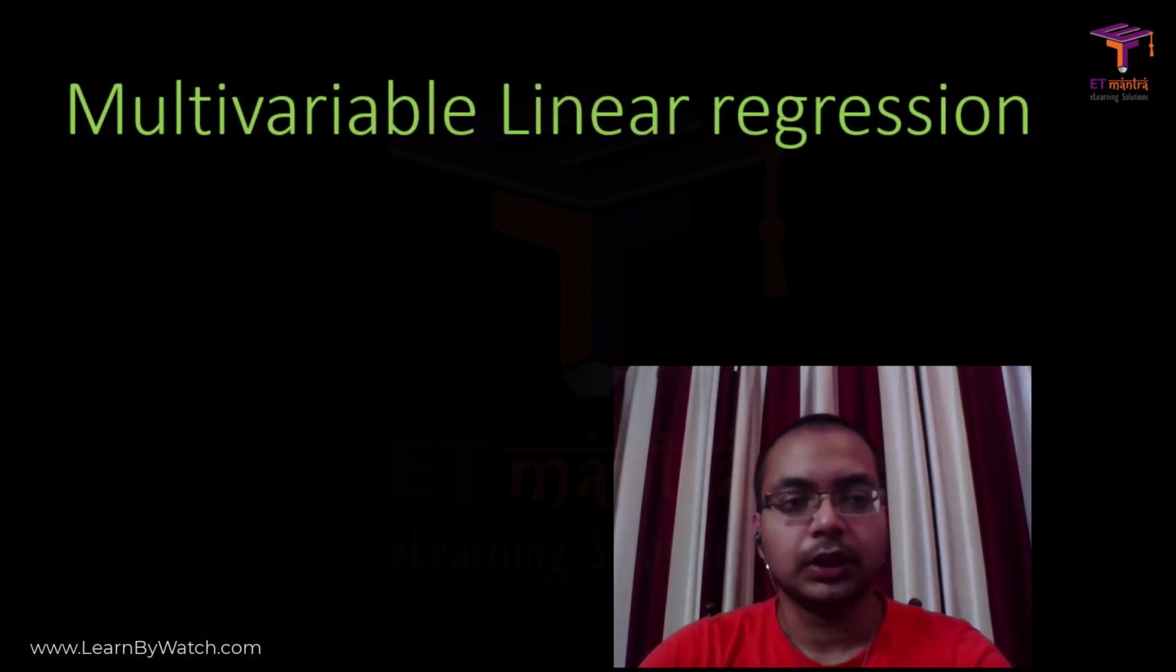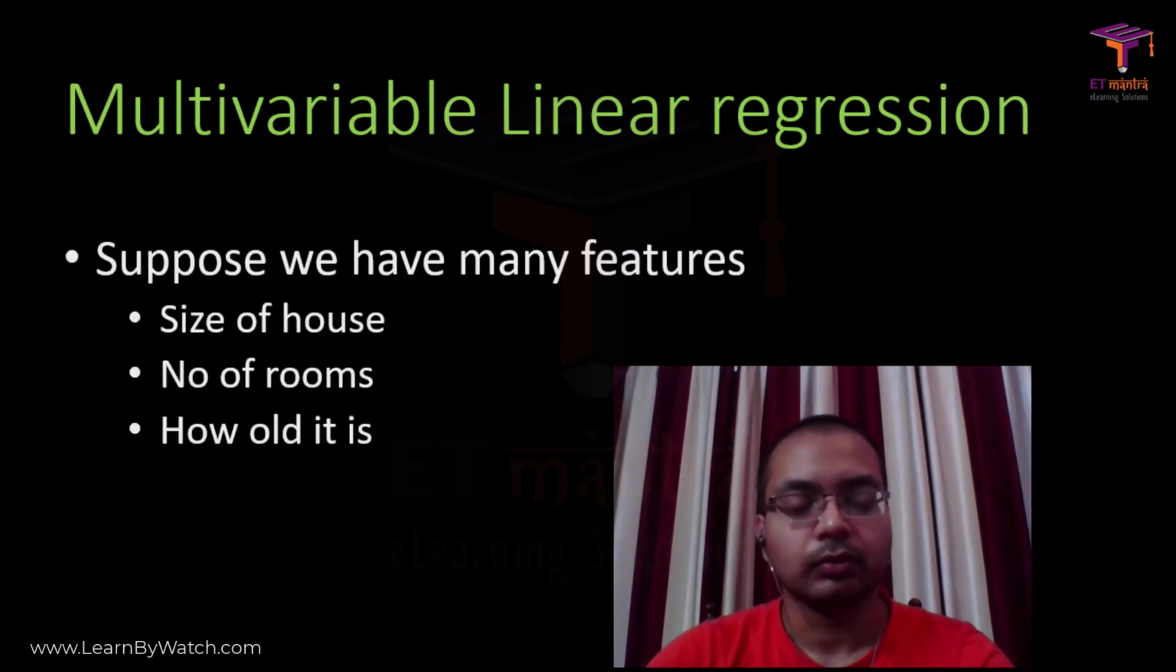So we have looked at single variable linear regression. Now we will look at multivariable linear regression. In single variable we had just one input feature, which was maybe the size of the house. But here we have many features like the size of the house, or the number of rooms, how old the house is, or other features like is the house painted or not, does the house have a swimming pool, and so on. If we want to use all these features to predict the price of the house, then we have to use multivariable linear regression.